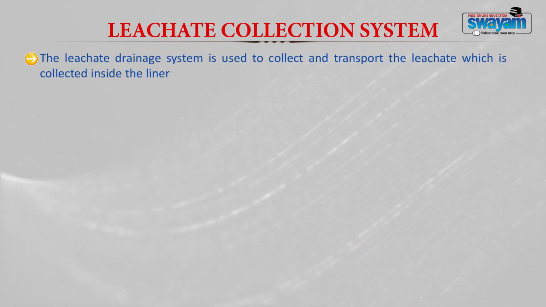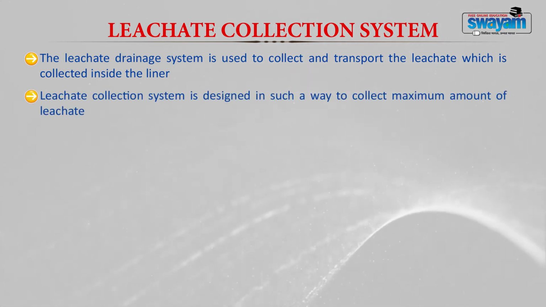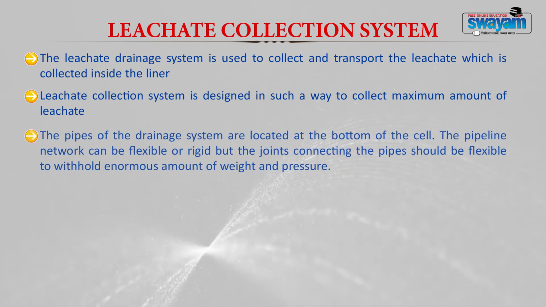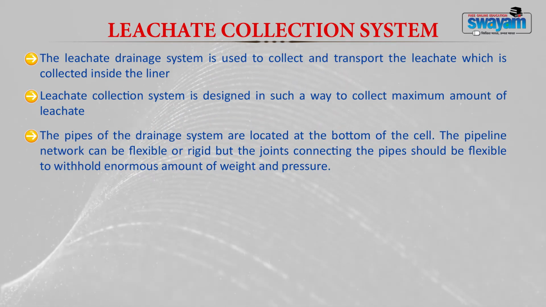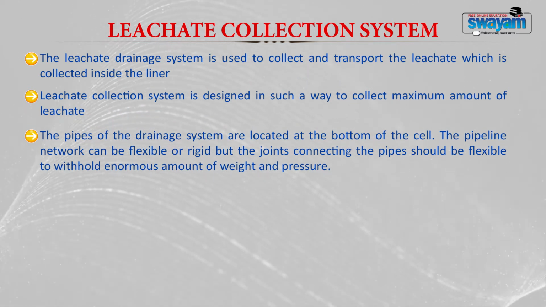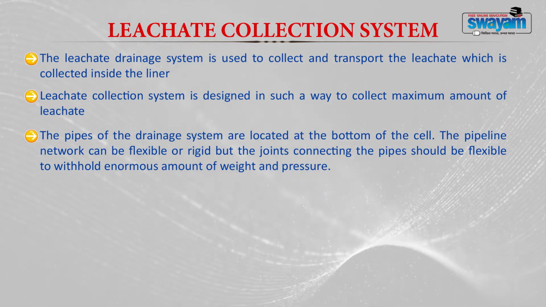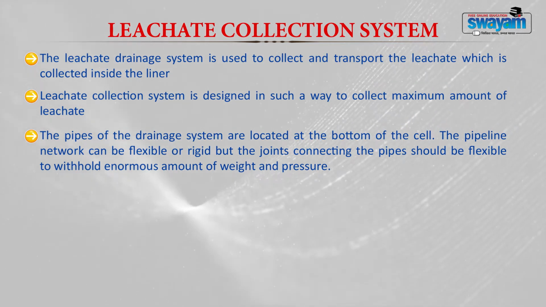The second component is the leachate collection system. The leachate drainage system is used to collect and transport the leachate. Now, they are generally designed in a way to collect the maximum amount of leachate, and the pipes of this drainage system are generally located at the bottom. They can be flexible or rigid, but the joints of these pipes should be flexible so that they can hold the weight or pressure that is created by the overlying waste.